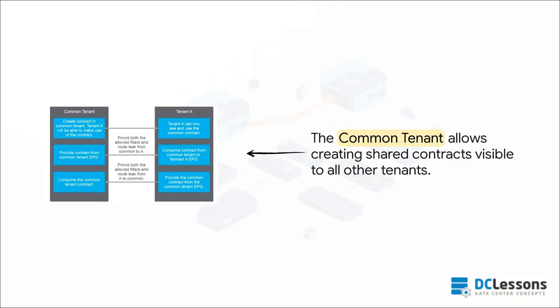Well, the most elegant answer is something called the common tenant. ACI gives you this special tenant right out of the box, and it's designed for exactly this situation. Think of it as a neutral shared space. When you create a contract in the common tenant, it magically becomes visible and available to every other tenant in the fabric. This is an absolute game changer for shared services. You define your DNS or DHCP contract once in common, and everyone can use it.